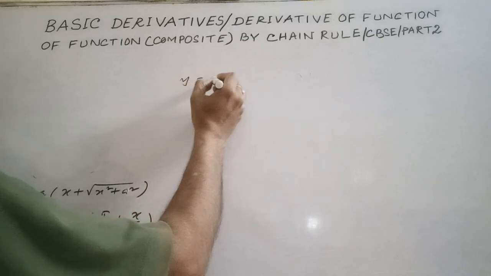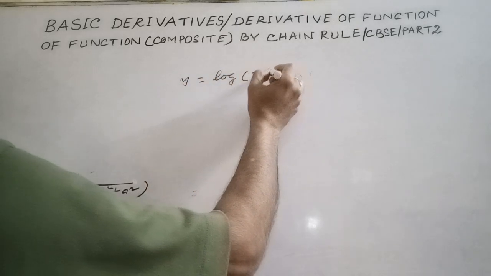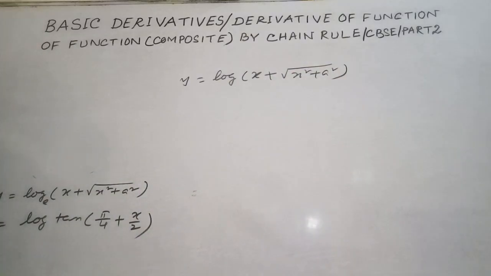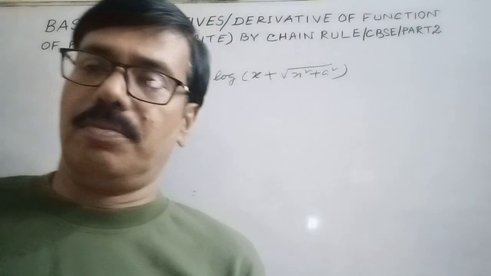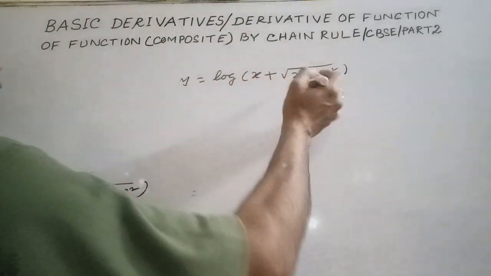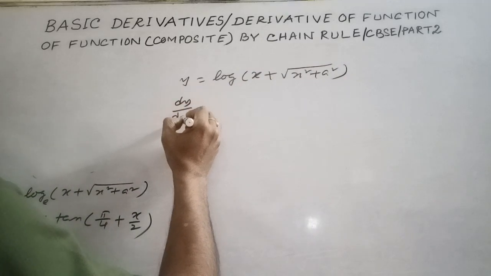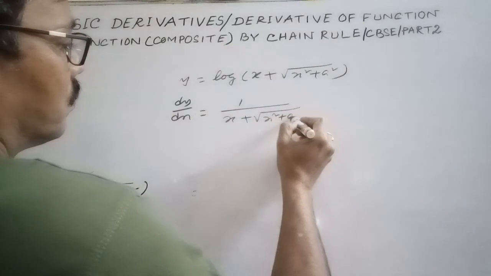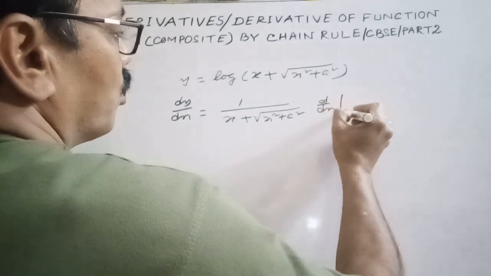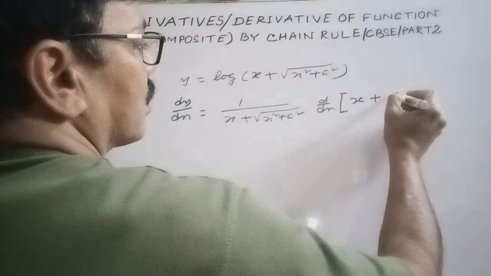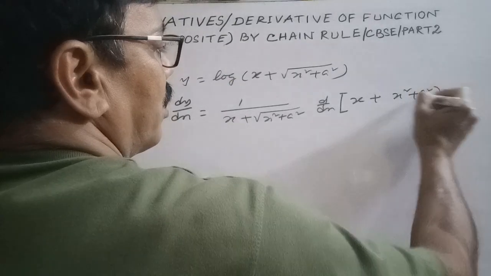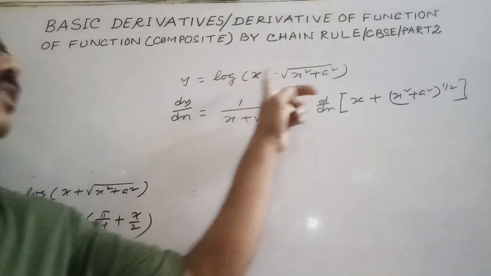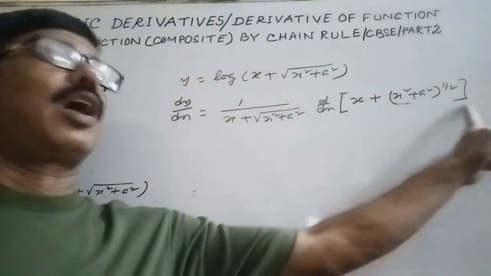Y equals to... The main function is log. Base is not mentioned, so it is obviously e. So the derivative of log is 1 by x into d dx of the argument. What is the argument? This is x plus x square plus a square whole to the power half. So main function is log, 1 by x, d dx of argument.